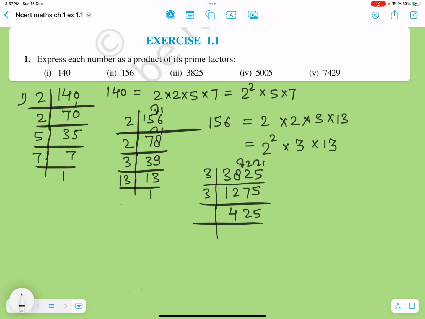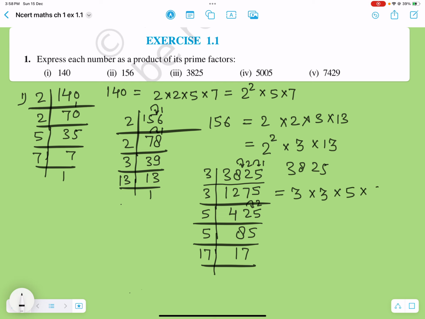And then the next number would be 5 because it's not going to be divided by 3. So 5 8s are 40, remainder 2 goes to the tens place, becomes 25. 5 5s are 25. Then again we'll divide it by 5. So 5 1s are 5, 5 7s are 35. 17. So 3825 can be written as 3 multiply 3 multiply 5 multiply 5 multiply 17, or 3 raised to power 2, 5 raised to power 2 multiply 17. So that'll be your answer.